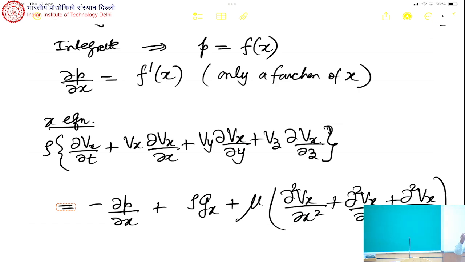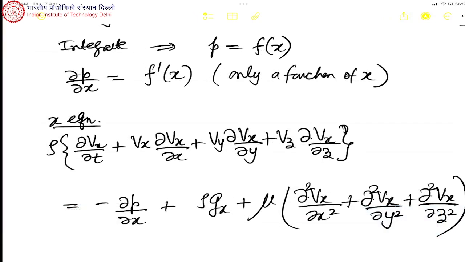I think you people should also write down so that at least you'll get a hang of it, how to do this. Now let's start simplifying. Has everyone written this equation down?